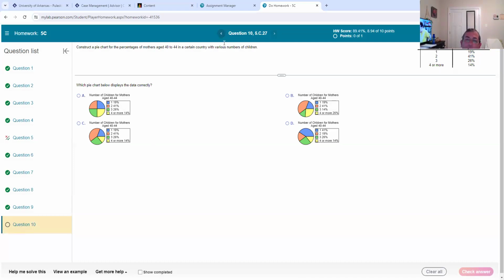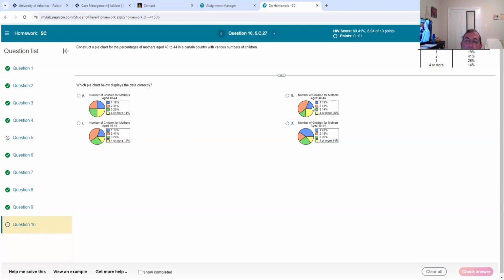And then y'all, this last one deals with a pie chart. The pie chart shows the percentage of mothers between 40 and 44 in a country with various numbers of children. So now the charts represent, over here in our table, the number of children, 1, 2, 3, and 4 or more, and then percentages. Look, the biggest percent is going to be 2 children. So you want to find a chart, and it looks like 2 is orange on all of them. So the orange has to be your biggest section. So that's going to be B or C.